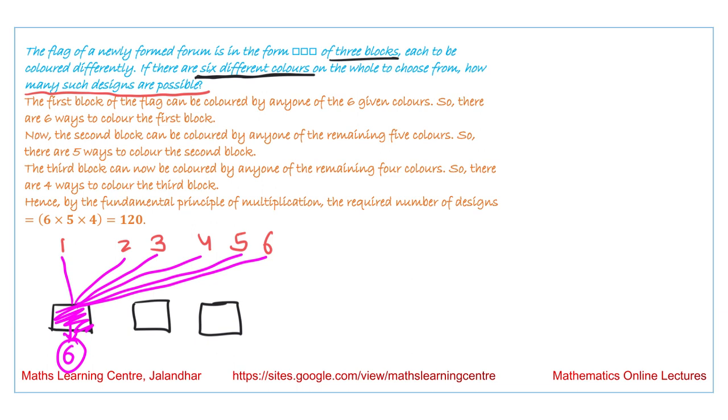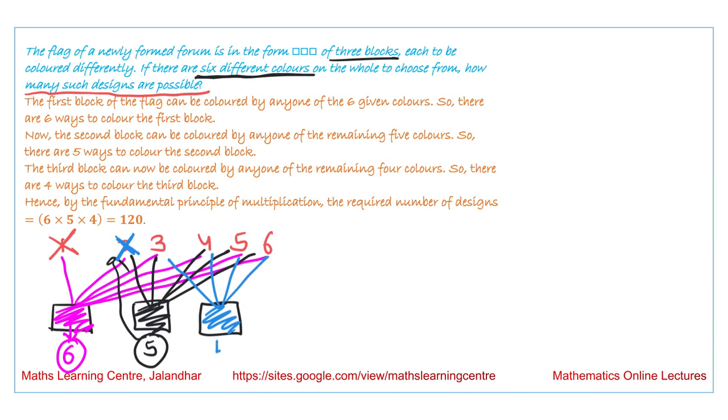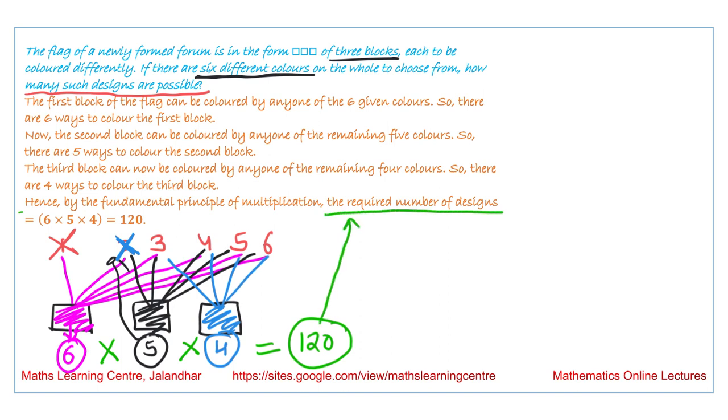Next, suppose one of these colors is used, say color 1, and we want to color this second box. How many options do we have? It is 1, 2, 3, 4 and 5 options. We have to choose out of these 5 colors. And next, if color 2 is being used over here, to color this third box, the options we are left with are 1, 2, 3 and 4. So the total number of ways is 6 into 5 into 4, that is equal to 120. So the required number of designs is 6 into 5 into 4, which is 120.